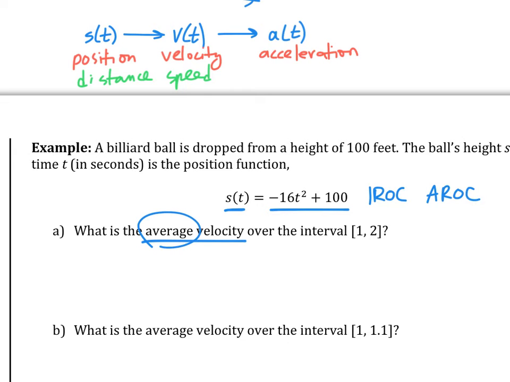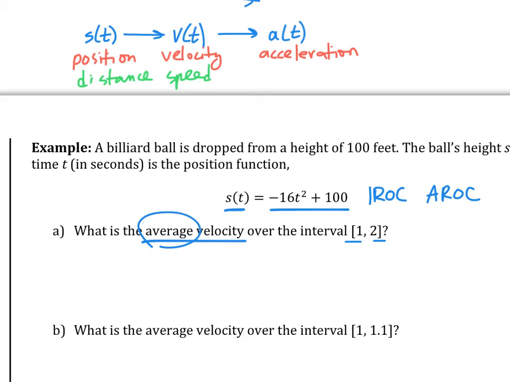The second one is AROC, which is the average rate of change. Average means it's a secant line, so it's between 2 points. So then you ask yourself, what is this question asking for? Are they asking for IROC or AROC? Well, the average kind of gave it away, right? So it's asking for the average between 2 points. What 2 points? 1 and 2.